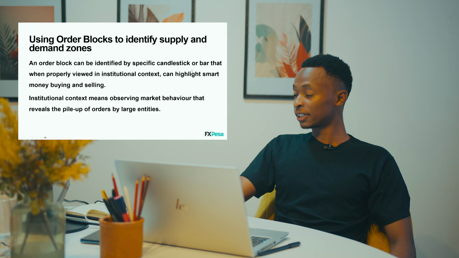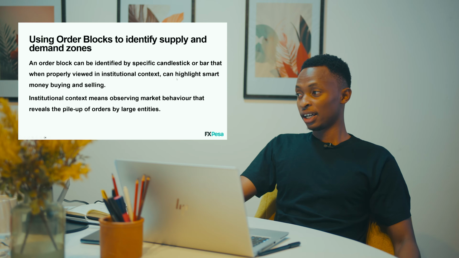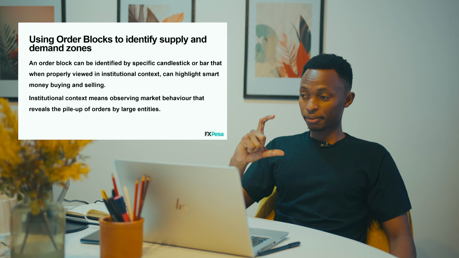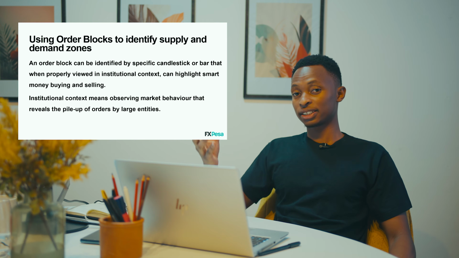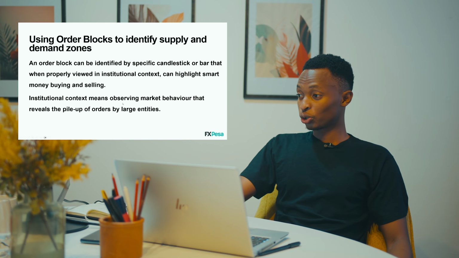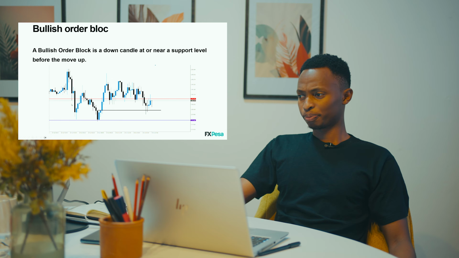So we can just define an order block, which in some cases isn't so far away from a supply or a demand zone. An order block can be identified as a specific candlestick or bar that, when properly viewed in an institutional context, can highlight smart money buying and selling. So basically, this is where a lot of orders come in and result in price either shooting up dramatically or going lower dramatically. In an institutional context, this means observing market behavior that reveals the pileup of orders in large entities.